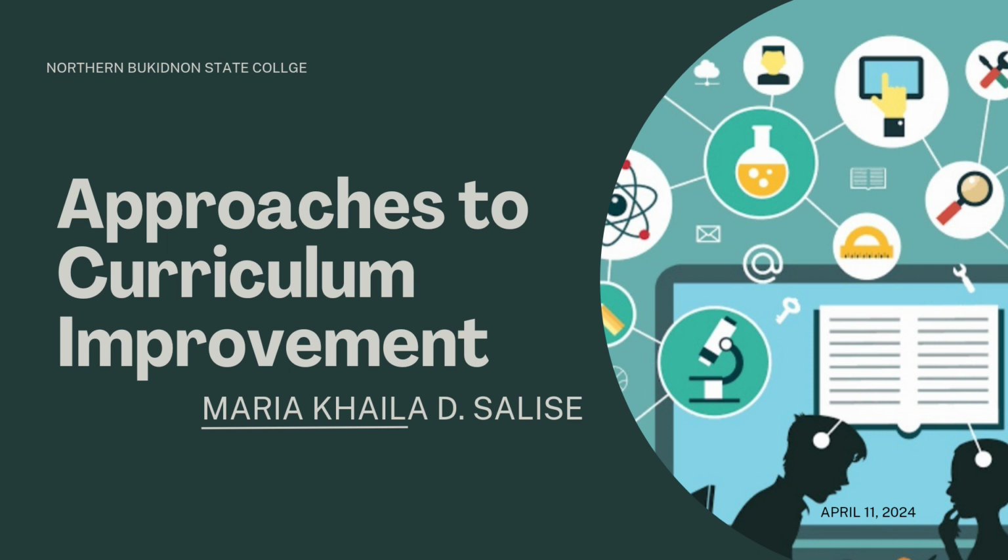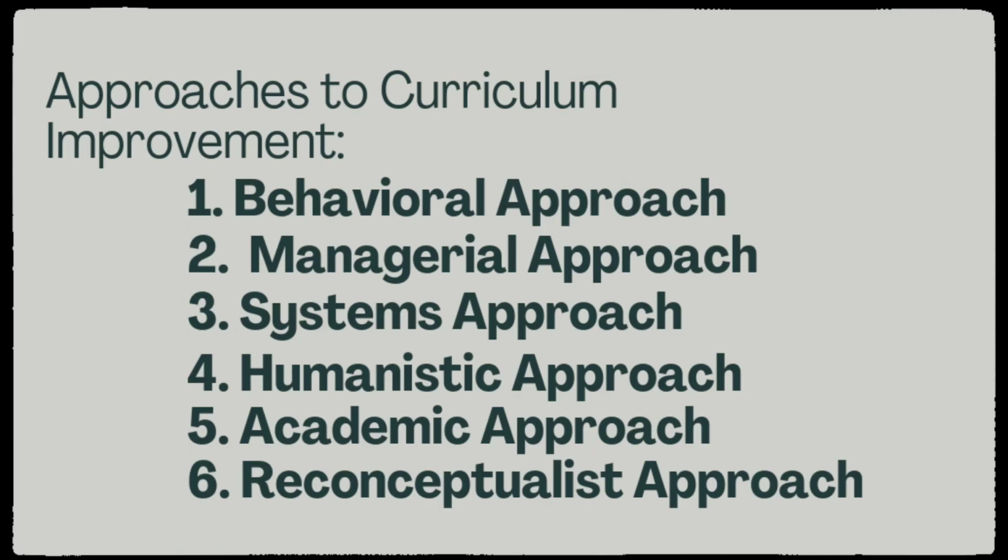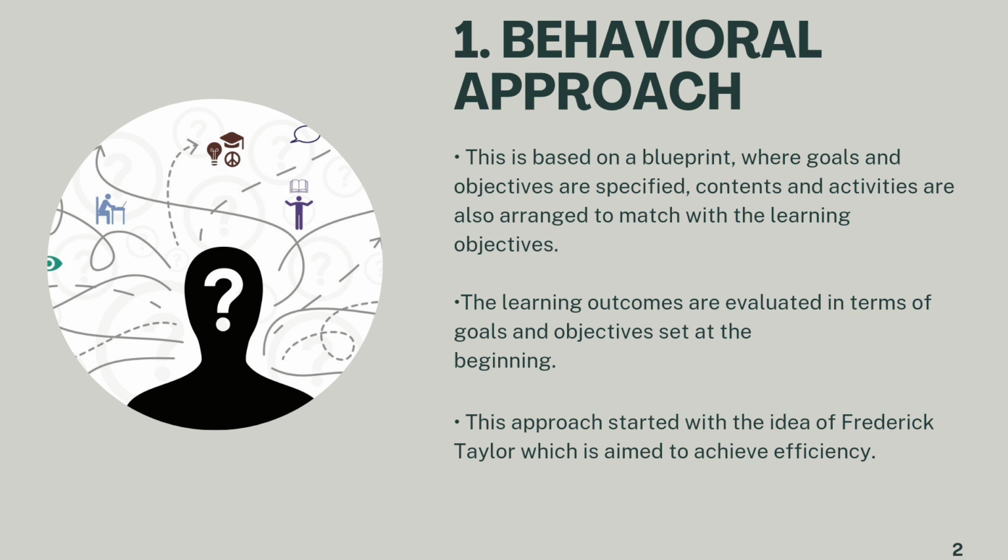So, approaches to curriculum improvement is a way of doing, creating, designing, and thinking about the curriculum. According to Ornstein and Hankins 2009, there are six curriculum approaches. These are behavioral approach, managerial approach, systems approach, humanistic approach, academic approach, and reconceptualist approach. Let us first discuss behavioral approach.